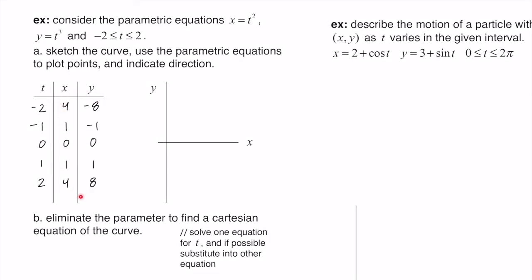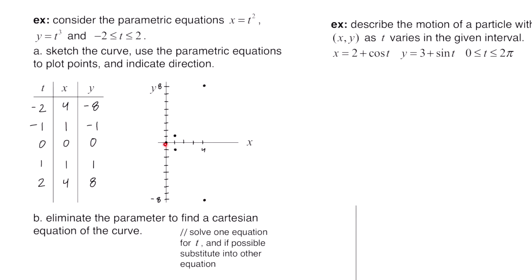So now we have all of our coordinate points, and now we're going to plot these over here on our x, y axis. And again, remember, this is just a regular coordinate point. We have 4, -8. So when we plot this point, we get this point right here. Next, we have 1, -1. So that goes right here. Then we have 0, 0. Then we have 1, 1. So that's right there. And then finally, we have 4, 8.